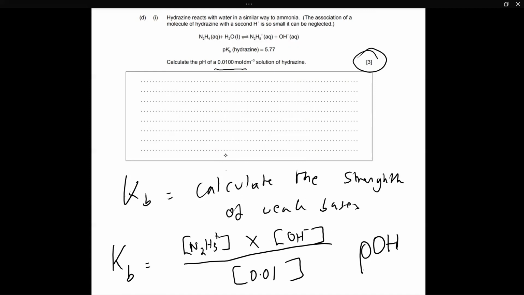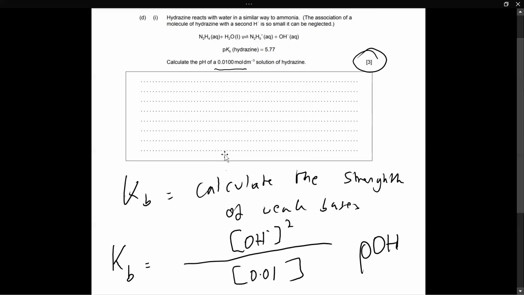So basically, if you want to simplify this, we can write on top OH minus squared, because the concentration of OH minus and N2H5 plus is the same. If you're comfortable with it, you can also do this. But since we want to calculate what the concentration of OH minus is, I'm just going to put OH minus squared here, because we assume that the concentrations are the same.